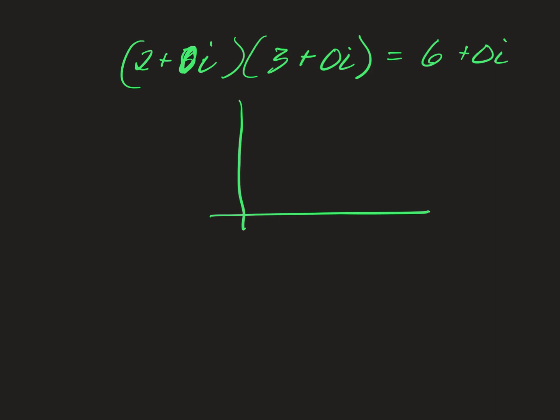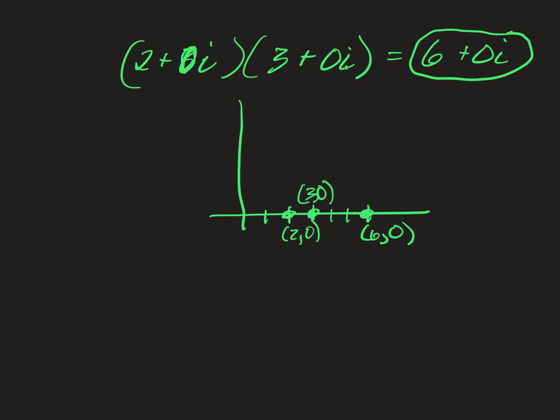So case number 1, a real number times a real number. What happens on the complex plane when you multiply? Well, if you take 2 plus 0i times 3 plus 0i, that's going to multiply to give you just 6 plus 0i. 2 times 3 is 6, right? And on the complex plane, here is the complex number 2, 0, and then here is the complex number 3, 0. If you multiply those, you essentially stay on the x-axis. So geometrically, multiplying these complex numbers will stay on the x-axis.